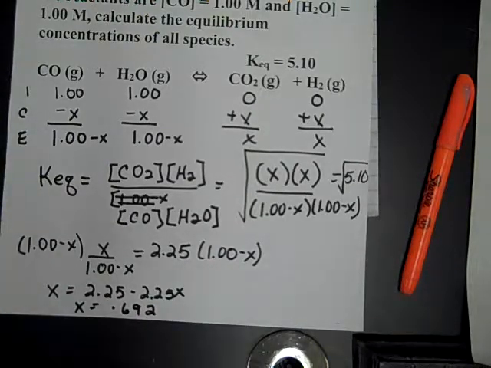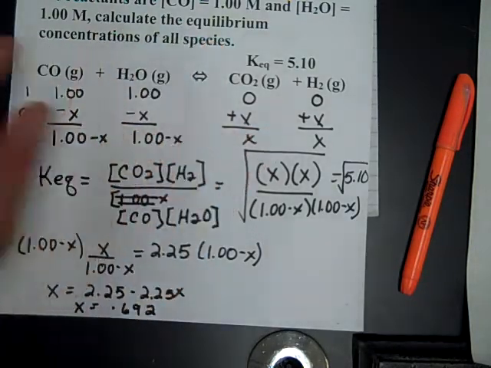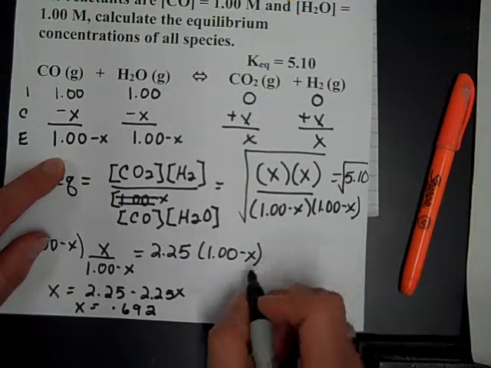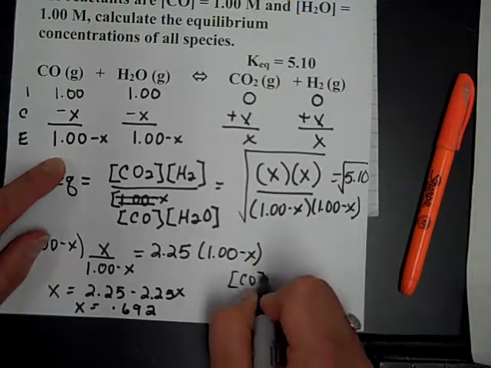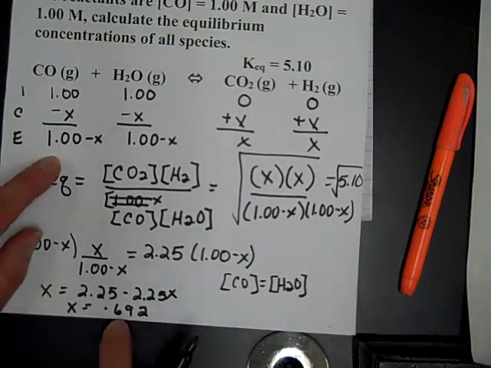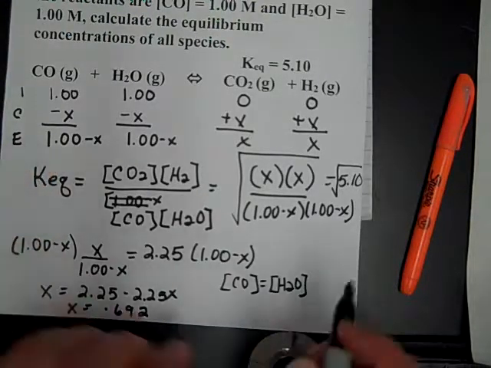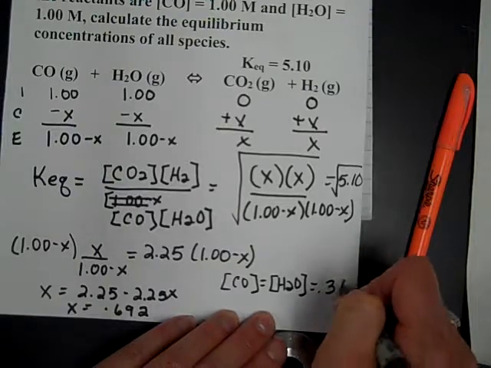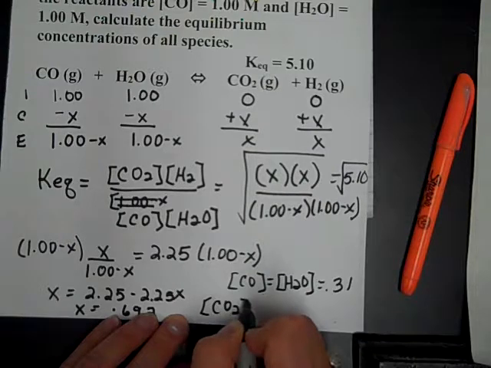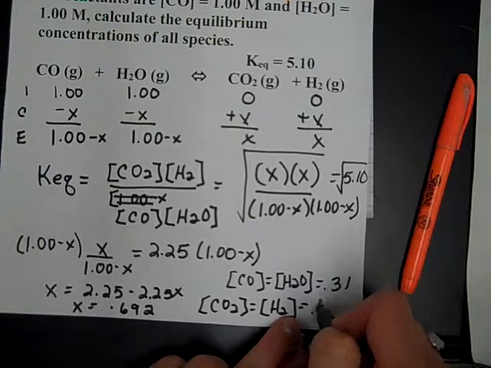We're not quite done with the problem yet, because if you look here in the last sentence of the problem, it says calculate the equilibrium concentrations of all species. Okay, so what do we have? I have that CO is equal to H2O, and that's equal to 1 minus X, so that's going to be equal to, I don't have a lot of room here, so I'm going to just put the answer, 0.31. And CO2 is equal to H2, and that's equal to 0.692.